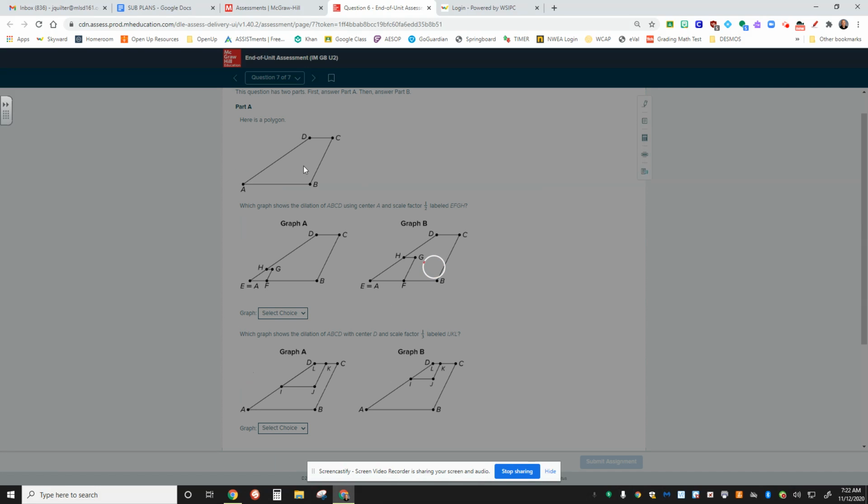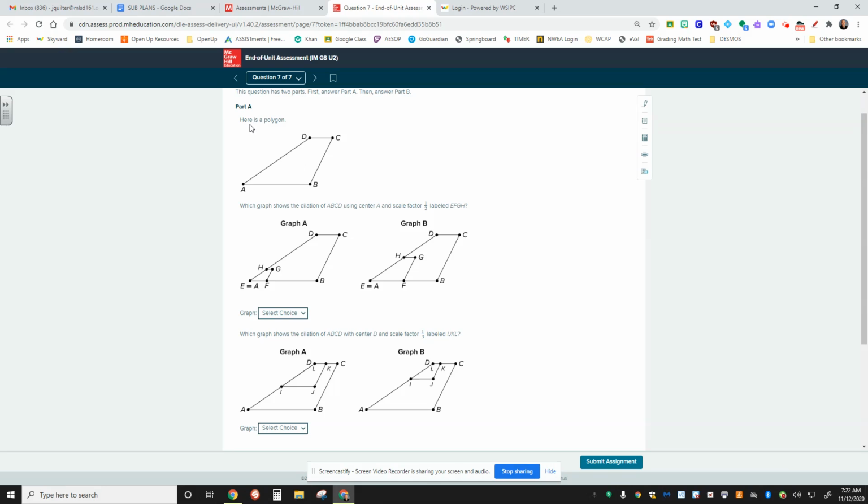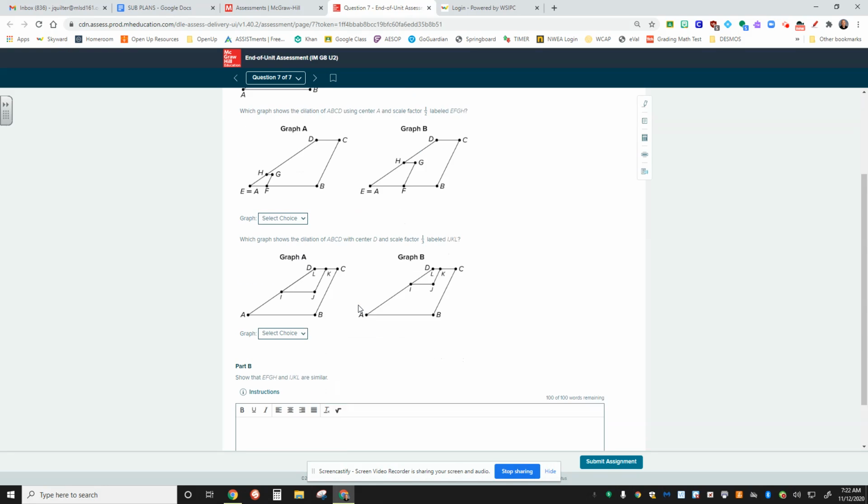Last question comes down to polygons. So you have a couple parts. Part A is here is the original polygon, which of the graphs, either graph A or graph B, shows taking a dilation of A, B, C, D using center A and a scale factor of 1/2 labeled E, F, G, H. So we're taking from the original to E, F, G, H. Is it this one with the little figure or the little bit larger figure? Select your choice, A or B.